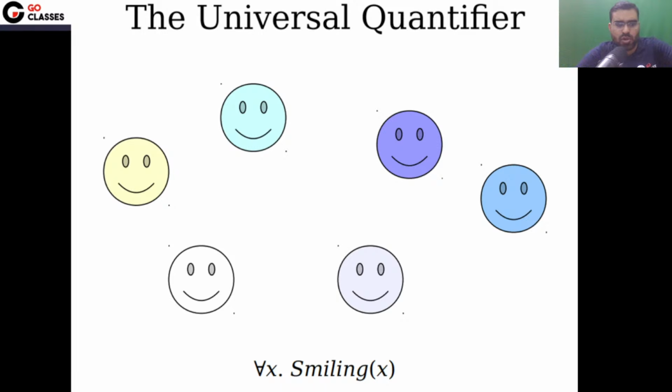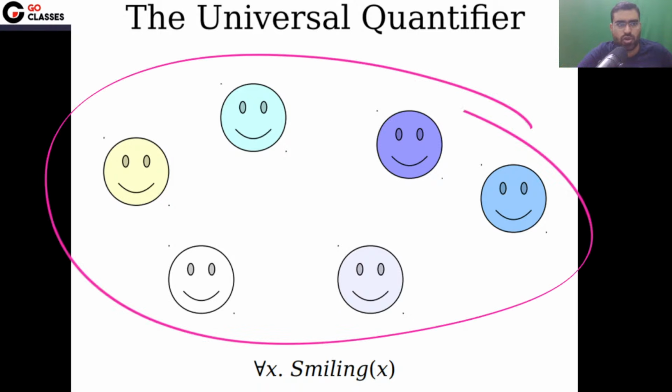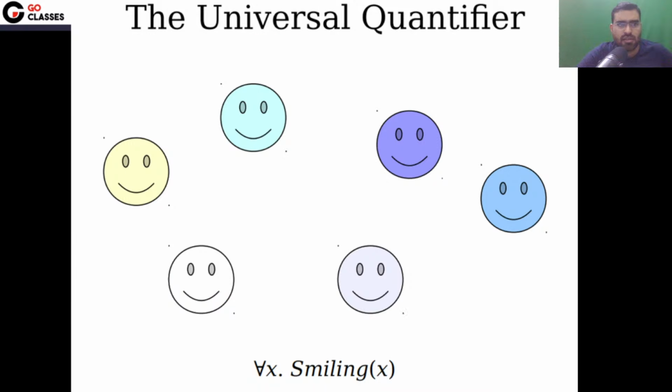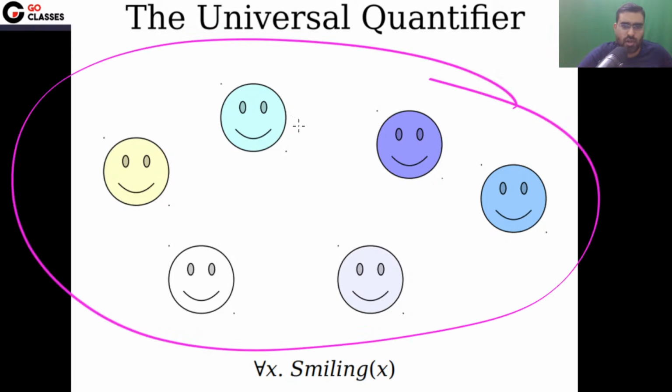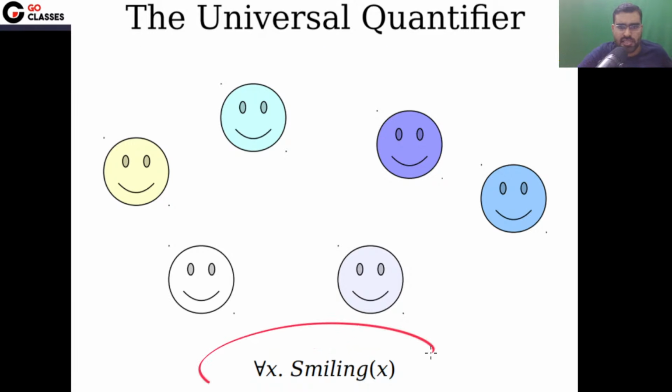Consider this example on your screen. Your domain is these faces on your screen. These faces are the domain. So now you tell me, is this true or false? For all x, smiling x. Assume that these people are the domain of x, for variable x. Now you tell me, is this statement true or false?